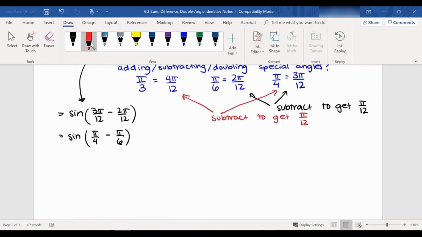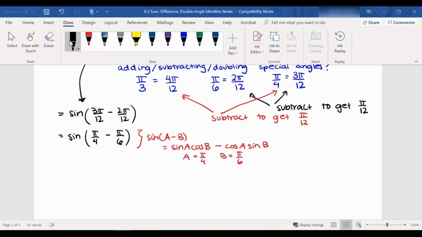Okay. So this is looking like sine of A minus B, which is sine A cosine B minus cosine A sine B. So for us, A is pi over 4 and B is pi over 6. So I'm going to expand this out. This is then going to be sine of pi over 4 cosine of pi over 6 minus cosine of pi over 4 sine of pi over 6.